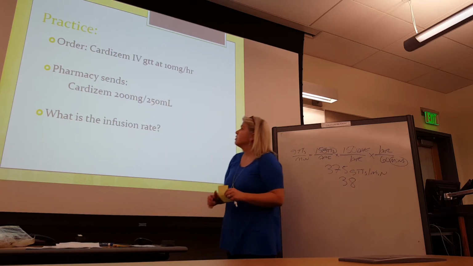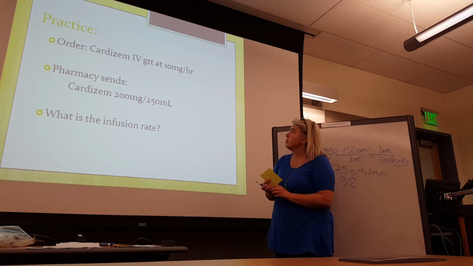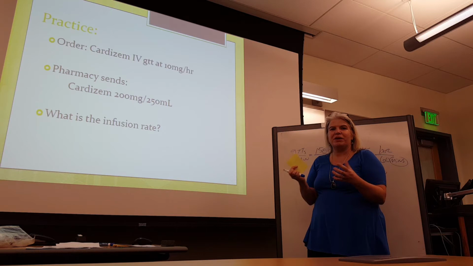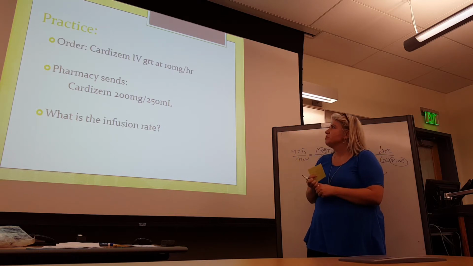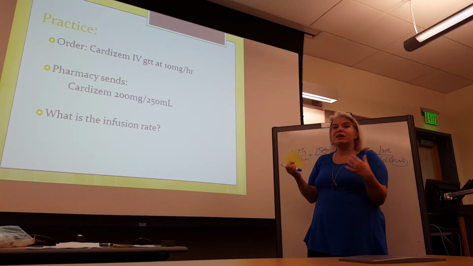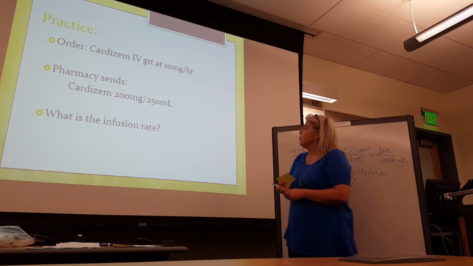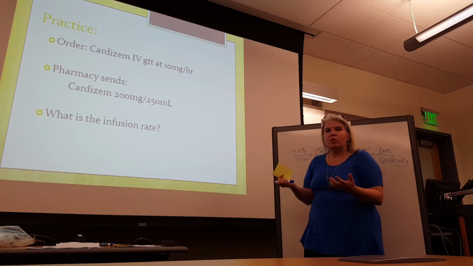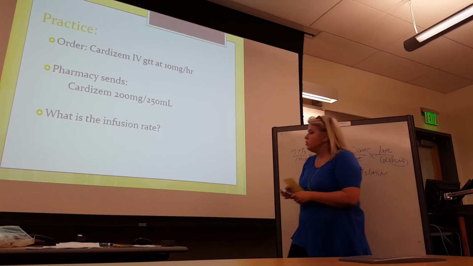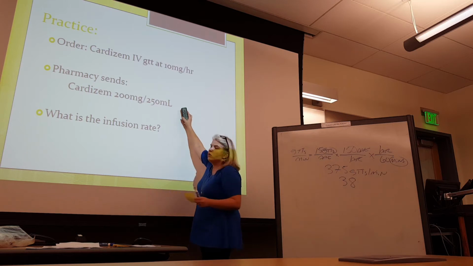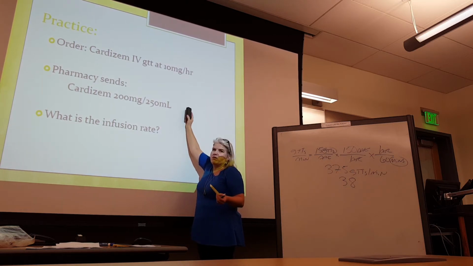Okay, so for example, the doctor's ordered Cardizem. And what is Cardizem classified as? It's a cardiac med, just to review. Good, that's a calcium channel blocker. Anyway, so Cardizem IV drip at 10 milligrams per hour. Pharmacy sends you Cardizem 200 milligrams that's in 250 milliliters. I should have added normal saline here, but 250 milliliters of normal saline.